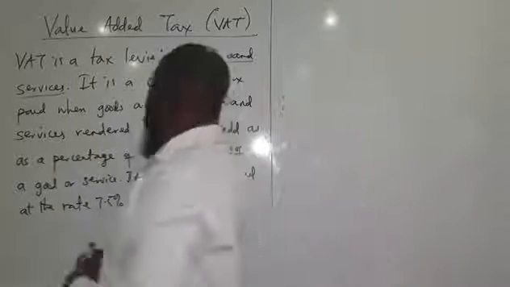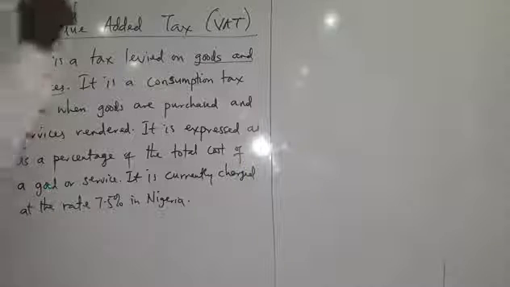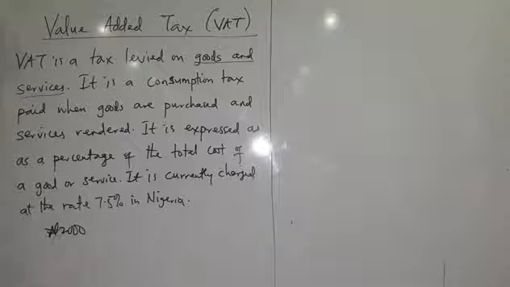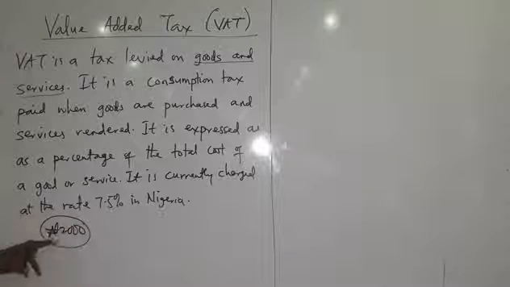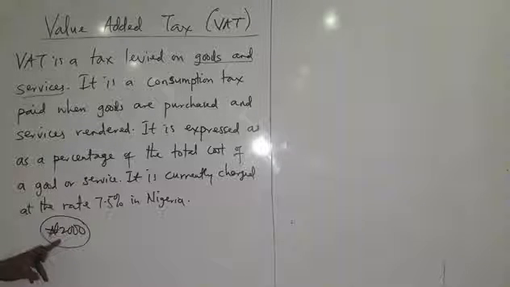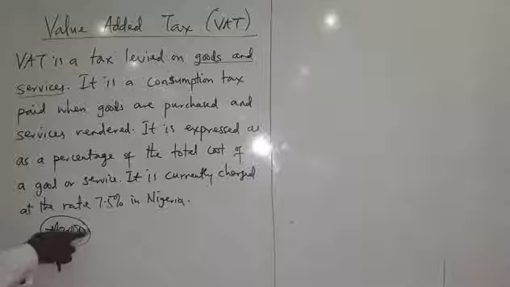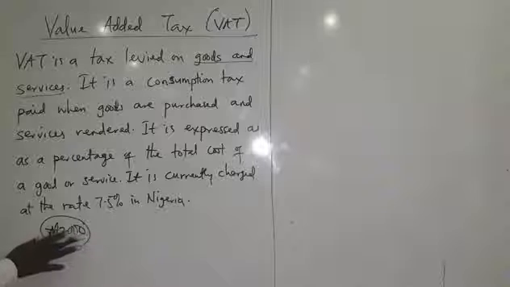For example, it is charged at a rate of 7.5% in Nigeria. Let's say for instance, we have a product that costs 2,000 naira. The cost of the product is 2,000 naira. Now, this is not the amount the buyer will pay the seller. The seller needs to calculate 7.5% of 2,000 naira, and that will be added to what the buyer would pay. So the first thing to do is to calculate 7.5% of 2,000 naira.